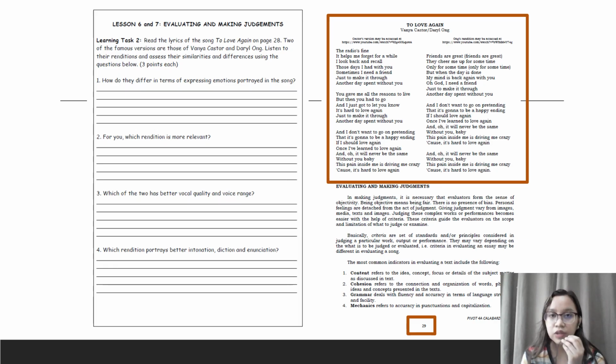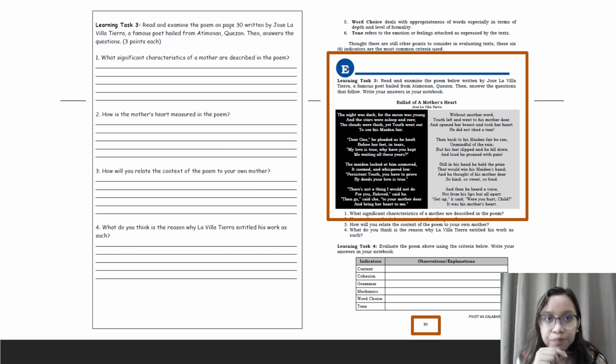So let's go to the learning task. What are you going to do? For learning task 2, you have to read the lyrics of the song To Love Again on page 28 and then answer the questions. Page 29 pala. Next, read and examine the poem on page 30. So it is a ballad of a mother's heart. So you have to read the poem and answer the questions here.